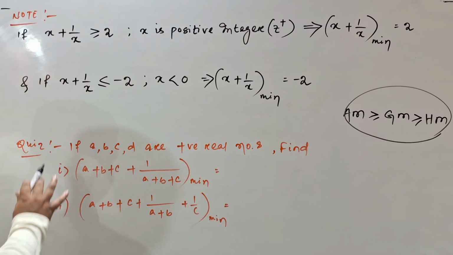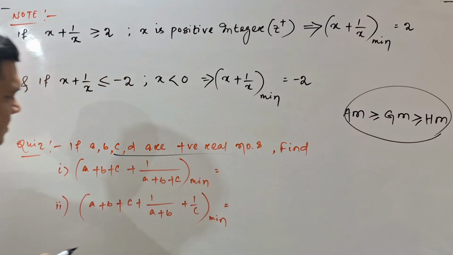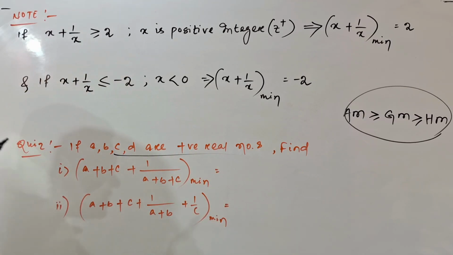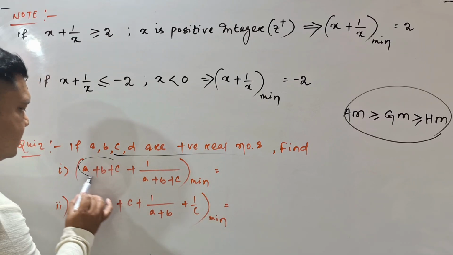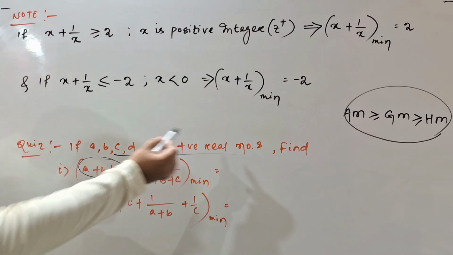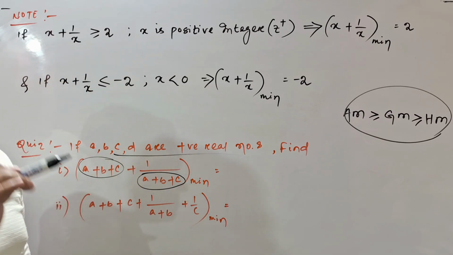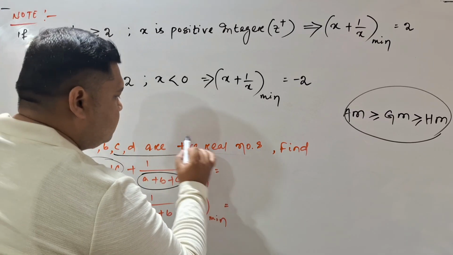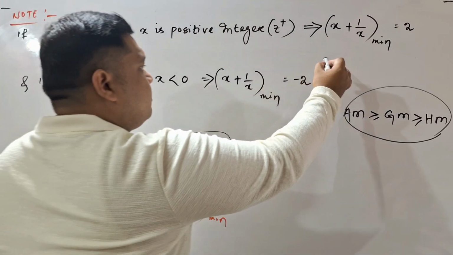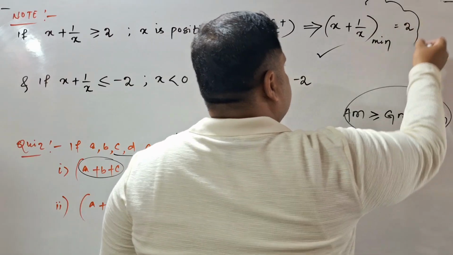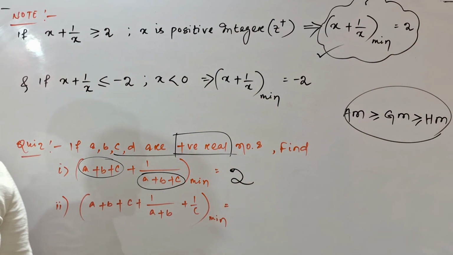Now how to handle the question? Questions like this. If A, B, C, D are positive real numbers, then find first A plus B plus C plus 1 divided by A plus B plus C. Take this as x because these are positive real numbers, and this is 1 by x. The minimum of x plus 1 by x, when these are positive real numbers, is always 2. No need to solve it. Remember the result. If you remember the result, directly write 2. Otherwise you have to practice.